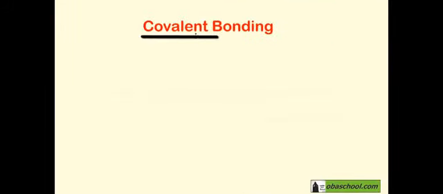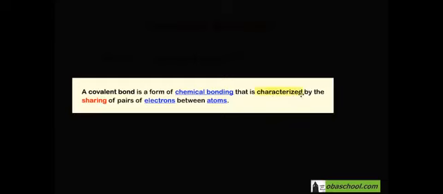Let's start with the first main type of chemical bonding, which is covalent bonding. What is a covalent bond? A covalent bond is a form of chemical bonding that is characterized by the sharing of pairs of electrons between atoms.